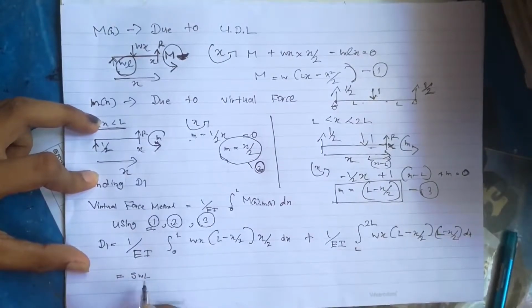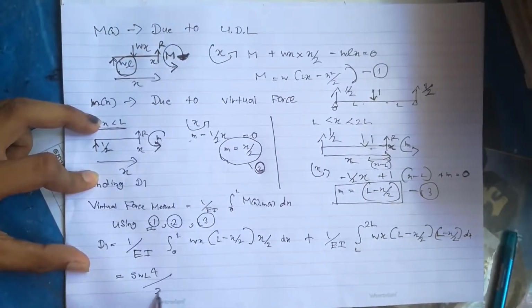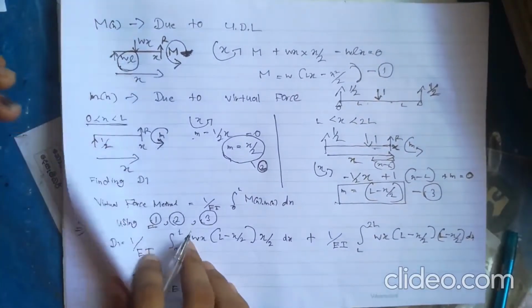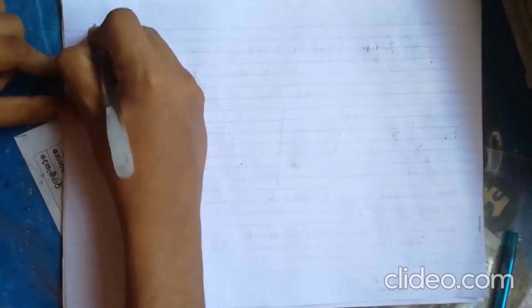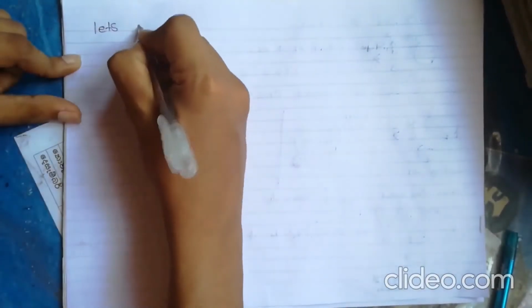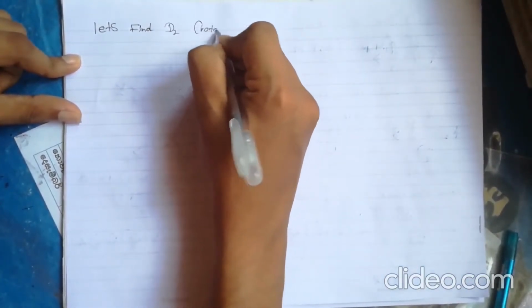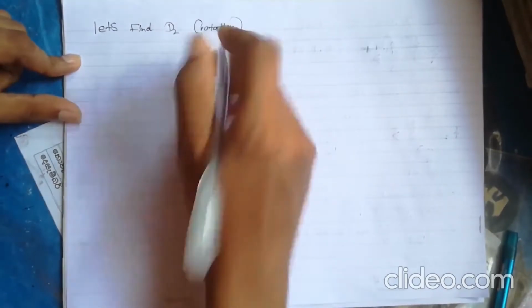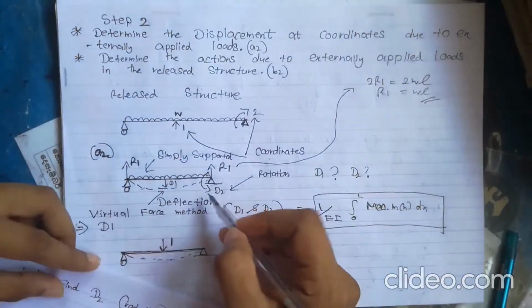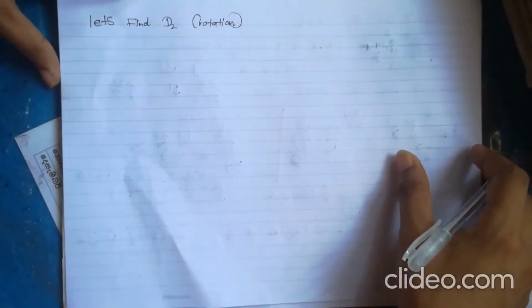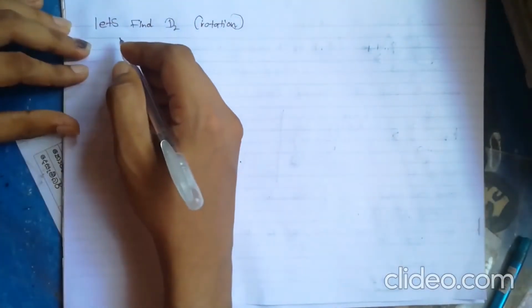This is the solution. Pause the video and try it yourself. If you are not familiar with the virtual force method, I am hoping to do a separate video about it. Here we go again, rotation D2. To find the rotation D2 at coordinate 2, we can use the virtual force method.